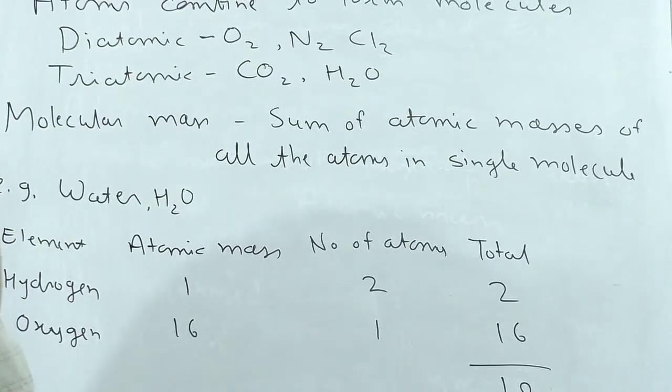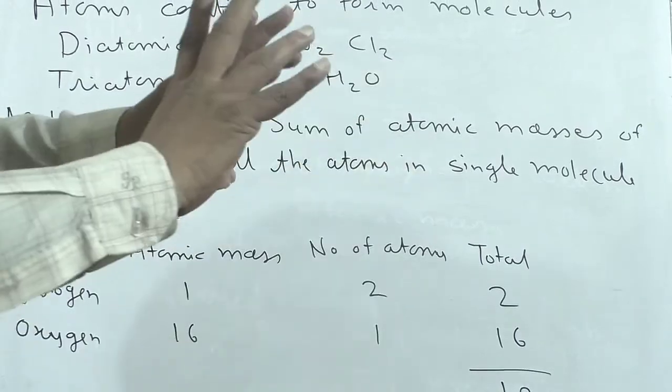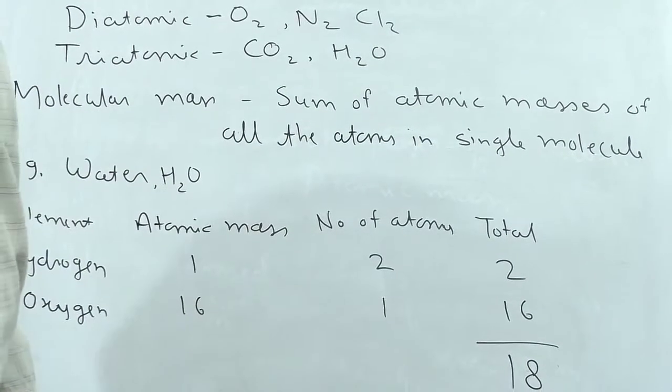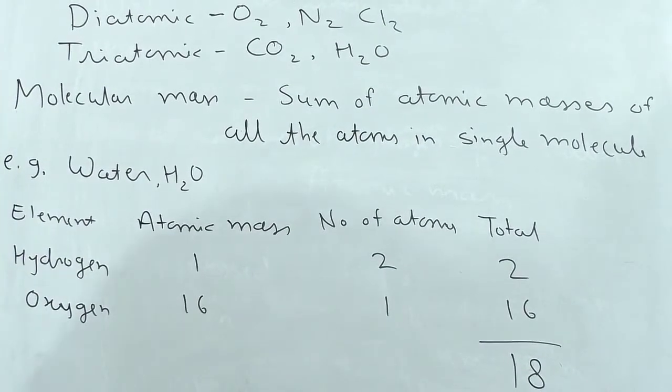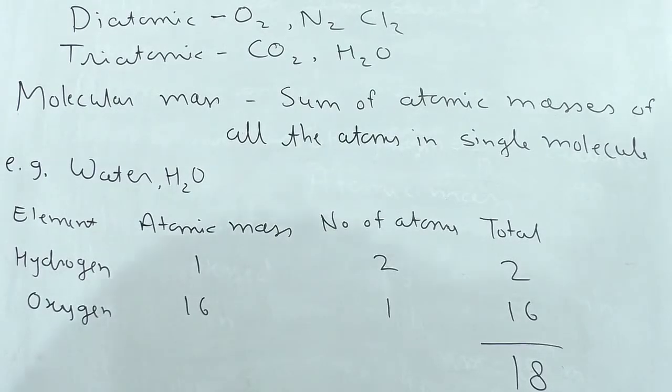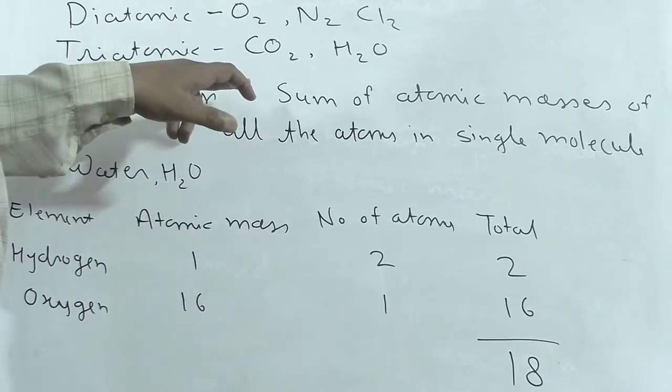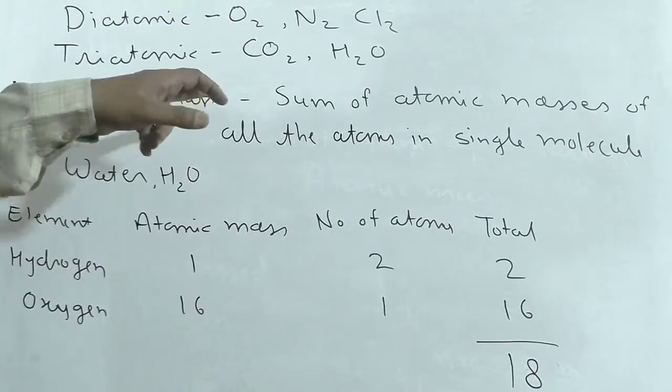Cl2, chlorine. Two chlorine atoms combine to form a Cl2 molecule. This is the difference between an atom and a molecule. Some triatomic molecules: there are numerous molecules.